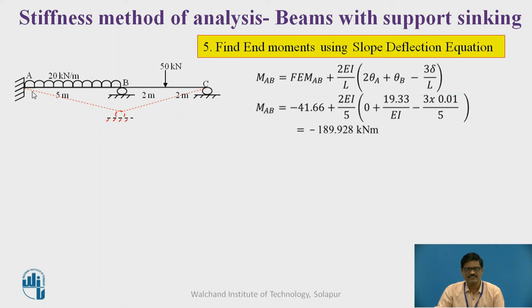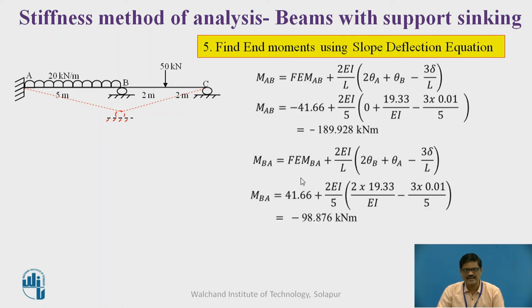Fixed end moment AB is 41.66 negative, so this negative indicates the anticlockwise moment. So all the anticlockwise moments in this method are considered negative and clockwise moments are considered positive, and also the clockwise rotations are considered positive and anticlockwise rotations are considered negative. So with this sign convention, MAB is calculated and it is obtained as minus 189.928 kilonewton meter. MBA is also determined in the same way and it is minus 98.876 kilonewton meter, and the remaining moments are also determined. So MBA and MBC, the magnitude will be same with opposite sign.